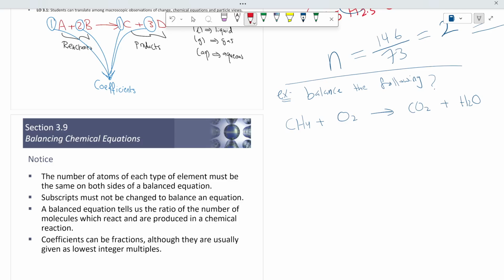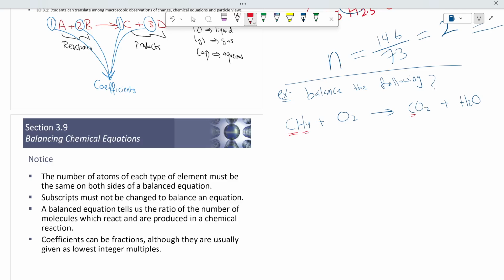How can we make them equal? By changing the coefficients. Now let's try it. How many carbon atoms do we have on the right side? We have only one carbon atom. And here we have one carbon atom on the product side, which means we don't have any problem with respect to carbon. Now move to hydrogen.